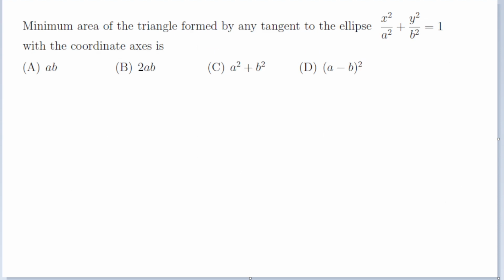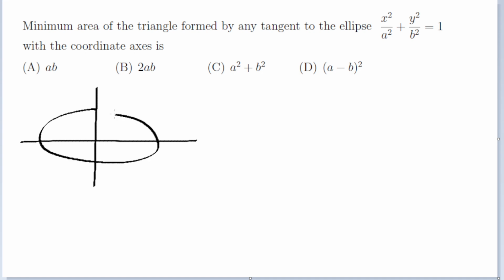So in this question we have to find out the minimum area of the triangle formed by any tangent to the ellipse, which is a standard ellipse, x square upon a square plus y square upon b square equal to 1, with the coordinate axis. Suppose we have been given a general ellipse and there is a tangent to the ellipse. Now observe that the tangent is going to form a triangle with the coordinate axis, isn't it? And we have to find out what is the minimum possible area of this particular triangle.